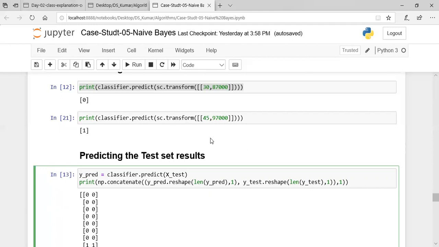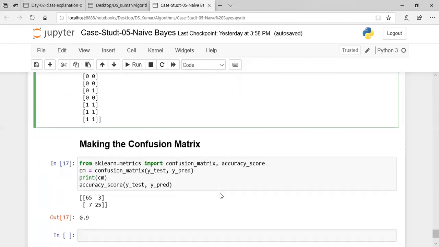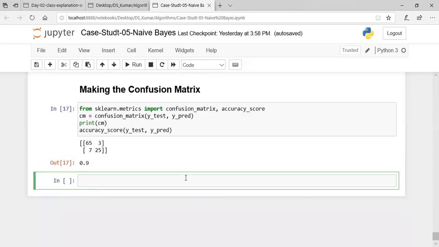Now I am giving one task to you guys. Within this same thing, just simply apply SVC on the same data set and discuss your observations.